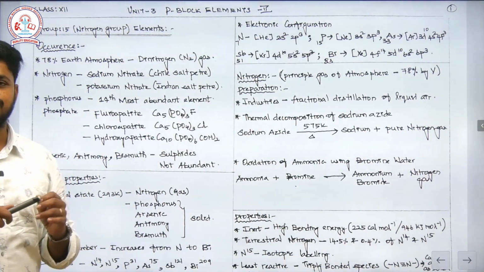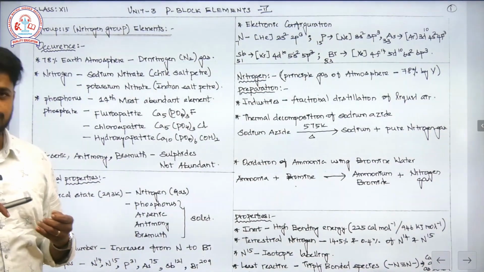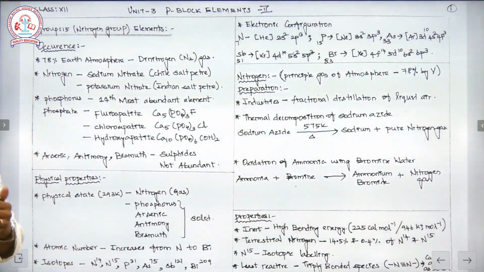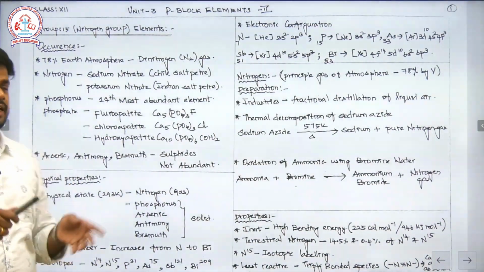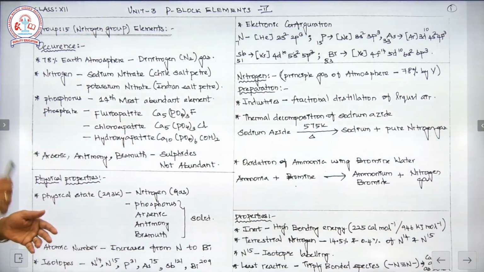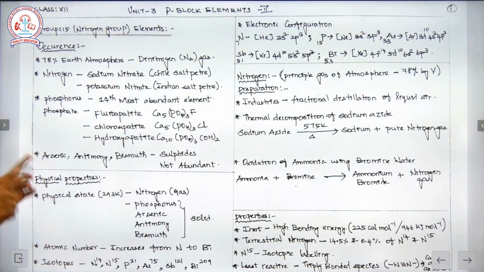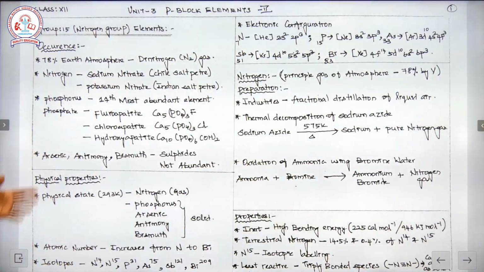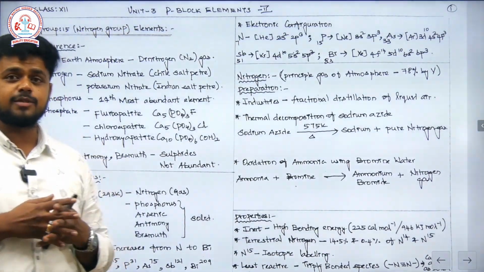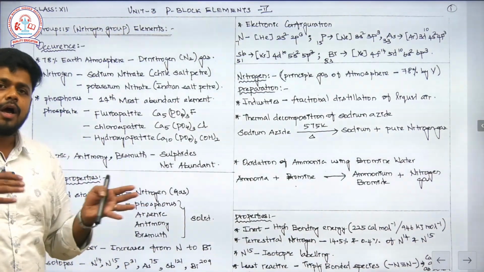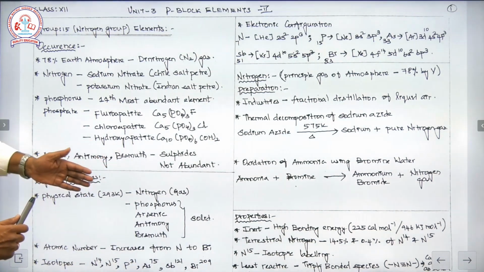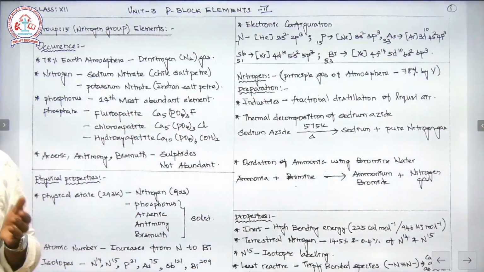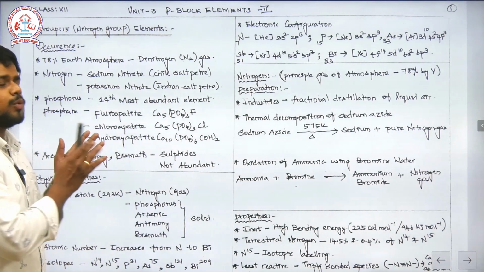The molecular formula of fluorapatite is Ca5(PO4)3F, and chlorapatite is Ca5(PO4)3Cl. Hydroxyapatite is Ca10(PO4)6(OH)2. The rest of the elements of the family, arsenic, antimony and bismuth, exist in the form of sulfides, along with the phosphates that have been extracted. This is its occurrence.